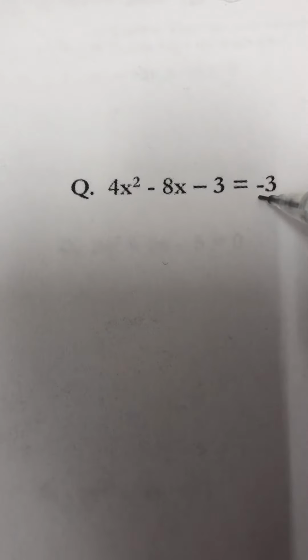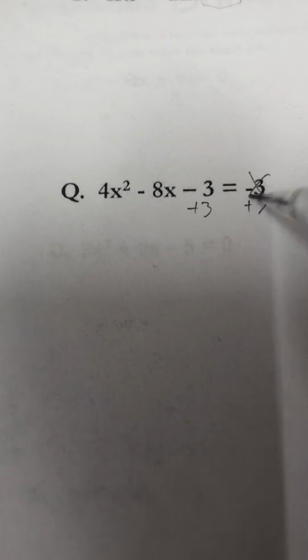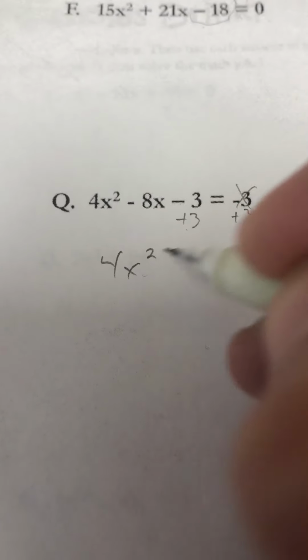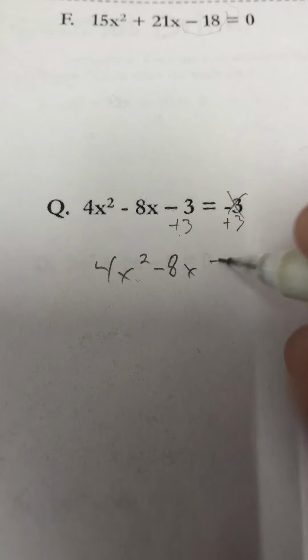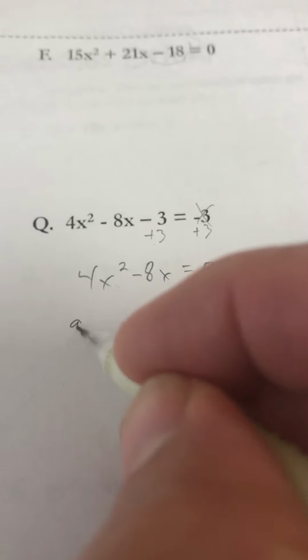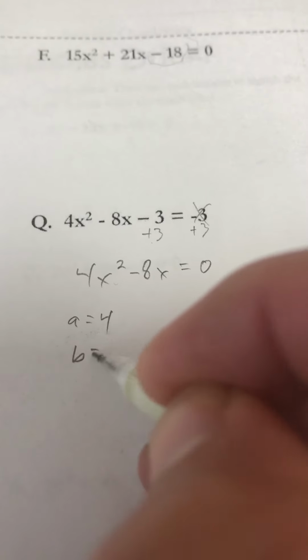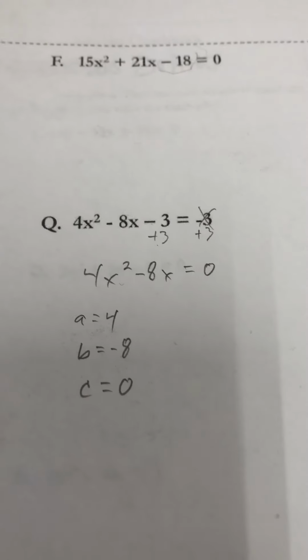This one, I have to add a 3 to both sides in order to get rid of this over here. So when I do that, I also get rid of it on that side. So you're left with 0 on that side. Once again, you're going to have a C of 0, so your A is going to equal 4, your B is going to equal negative 8, and your C is going to equal 0 when you plug that in.